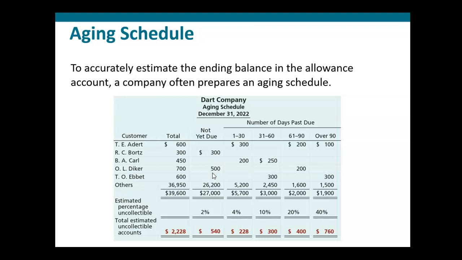Total up all the columns, and then underneath them we have the estimate of the percentage of each column that will be uncollectible. The current receivables, the ones that aren't past due, we usually collect about 98% of those, so 2% not collectible. We don't have to figure this out. The book will always give it to you. In real life, you get to figure it out.